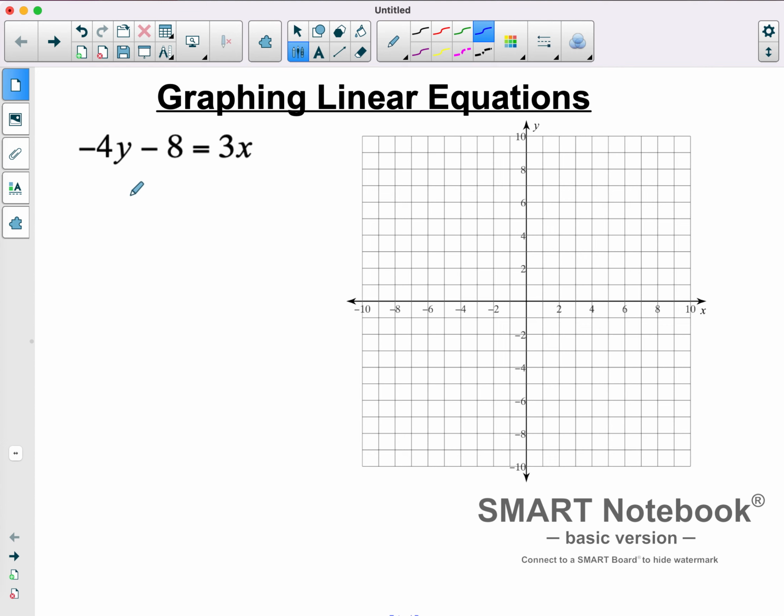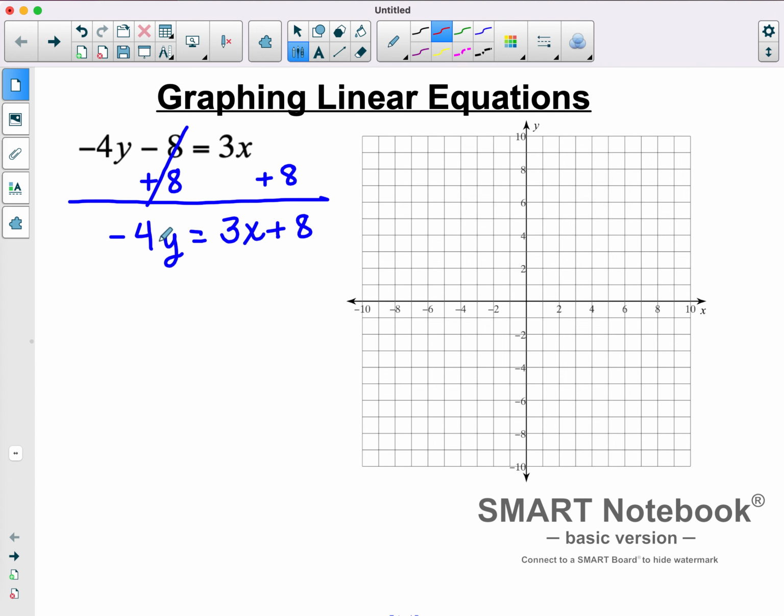In this equation, we have negative 4y minus 8 equals 3x. So to get y by itself, I'm first going to add 8 to both sides. Doing this will eliminate the 8 since we have negative 8 plus 8 is 0, which leaves me with negative 4y equals 3x plus 8. The negative 4 is being multiplied to the y, so to undo that multiplication, we're going to divide every term by negative 4.